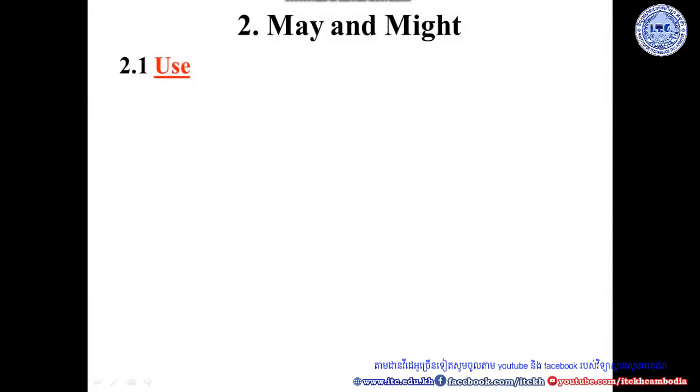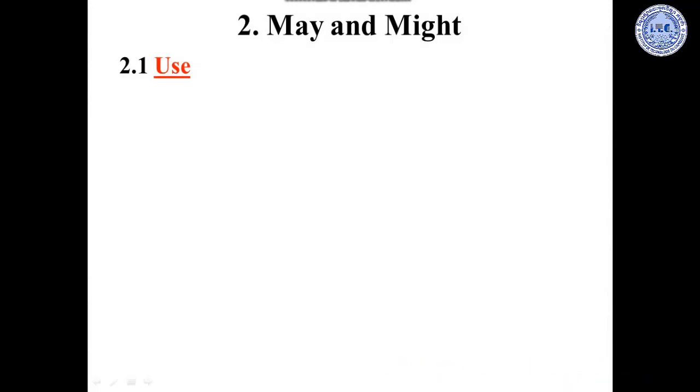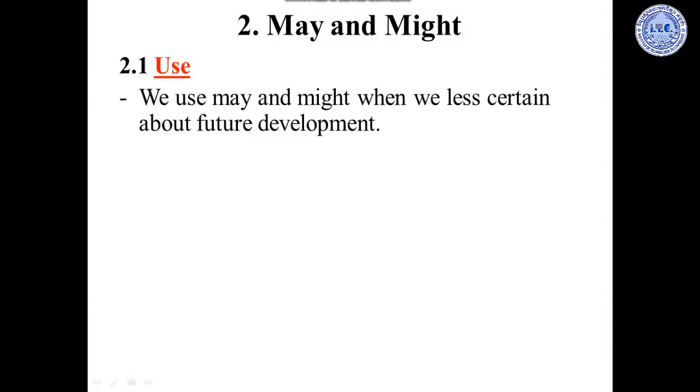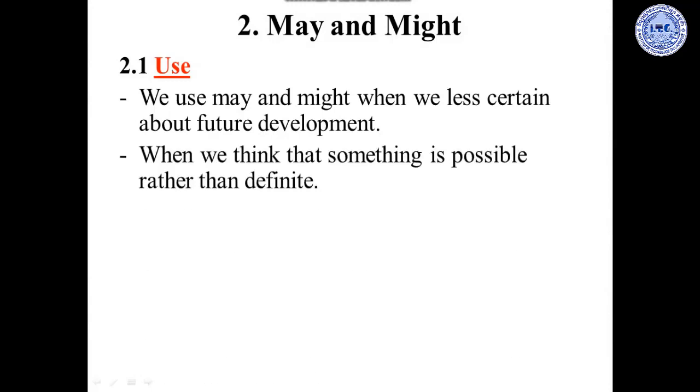Okay, now let's move to may and might. Let's talk about the use. So let me review again. We use will to predict something that we are certain will happen in the future, that we are clear is going to happen. And we use may or might when we are less certain. It's different from will. For may and might, we are less certain about future developments. We're not so sure. When we think that something is possible rather than definite, it's not very clear. We can just think that it's possible.